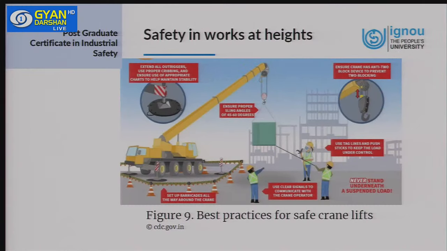Now, some of the best practices for safe crane lifts are shown in the figure. We need to provide barricades all around and ensure that the sling of the crane is at 45 to 60 degrees, and give clear signals to the operator. Someone has to be standing outside and guiding the operator as to what movement has to be undertaken.